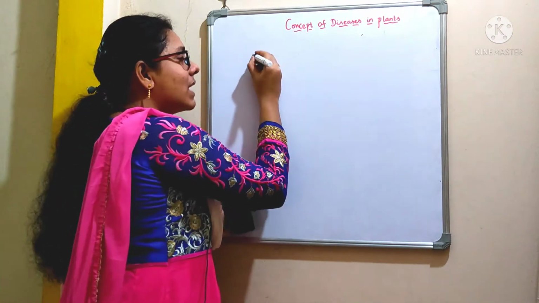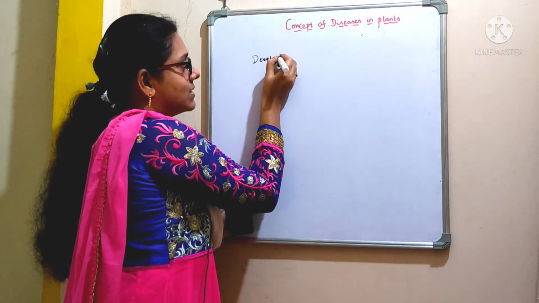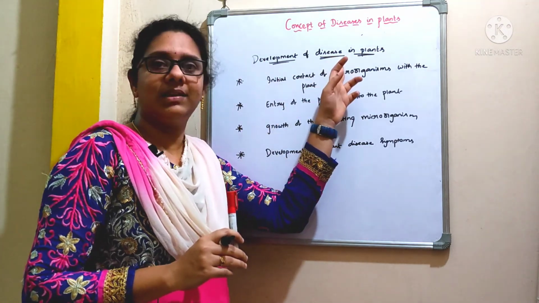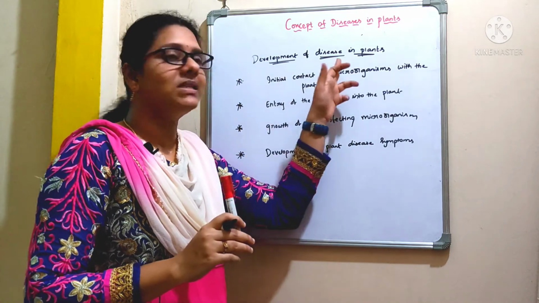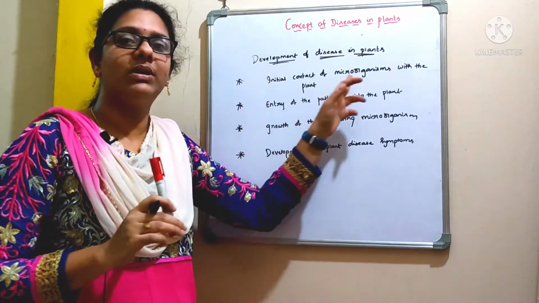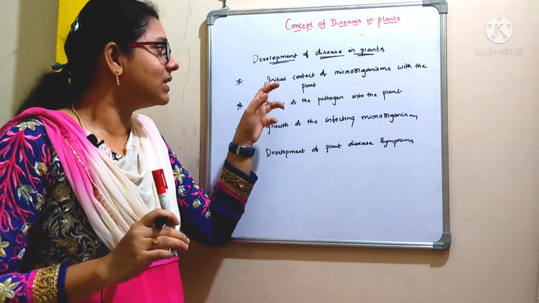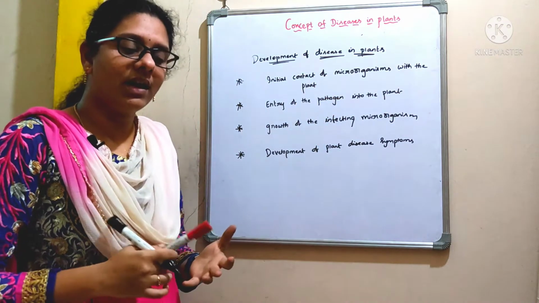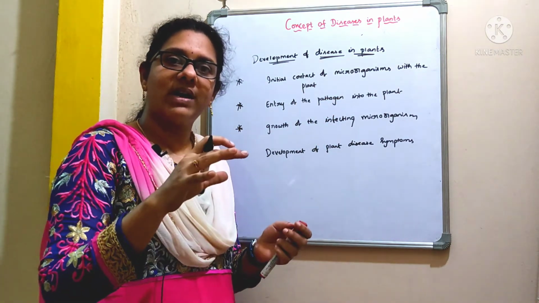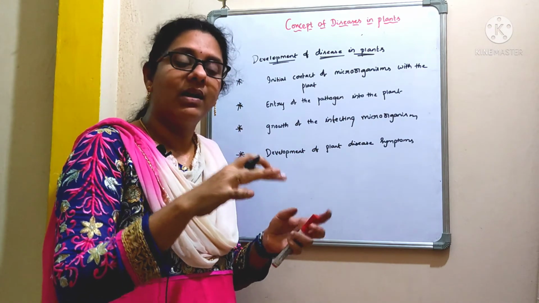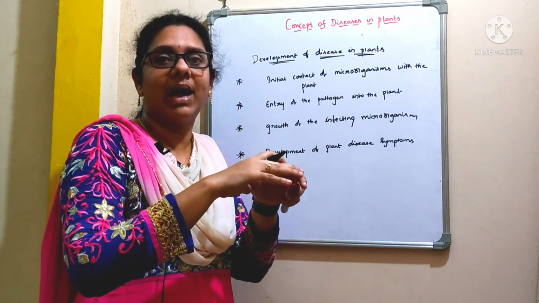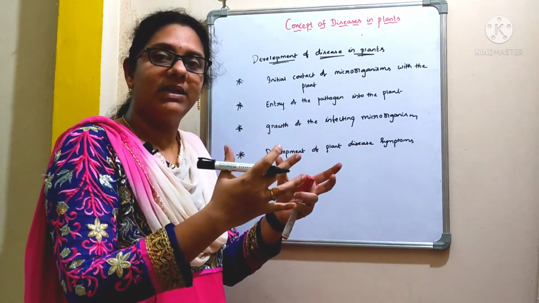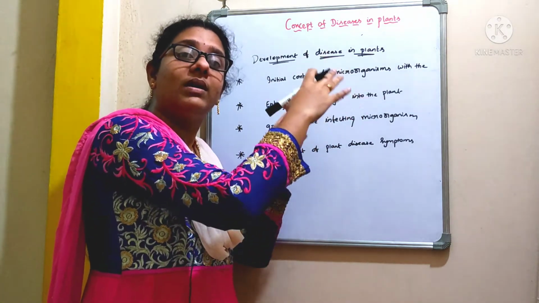Now, let us discuss the development of disease in plants. Before we talk about the symptoms, first we need to know about the development of disease in plants. In order to develop disease in plants, first the microorganism should come in contact with the plant. That is the initial contact of the microorganism with the plant. If we take again the example of bacteriophage, these are the viruses which infect bacteria, right? So this virus should come in contact with the bacteria. Then the bacteria will be infected with the virus. Similarly, in order to develop a disease, first the microorganism should come in contact with the plant.